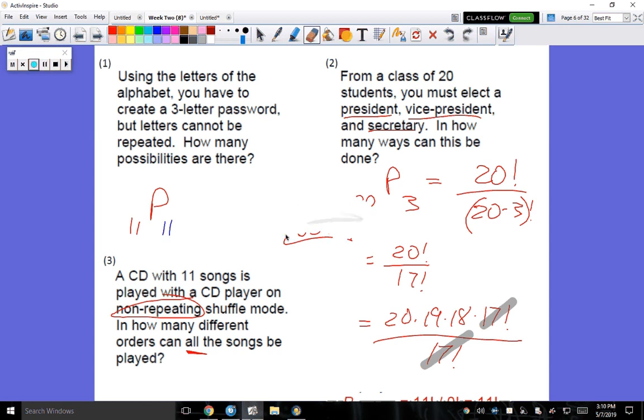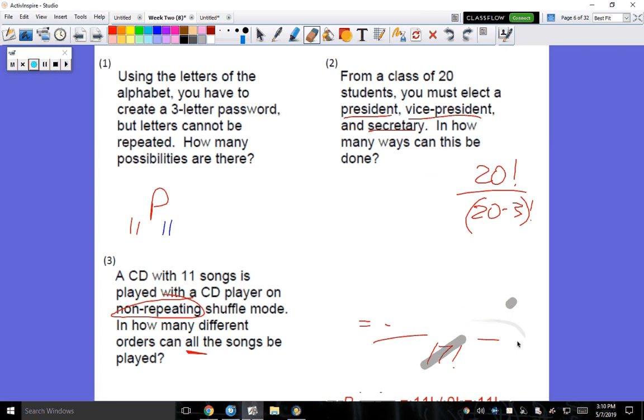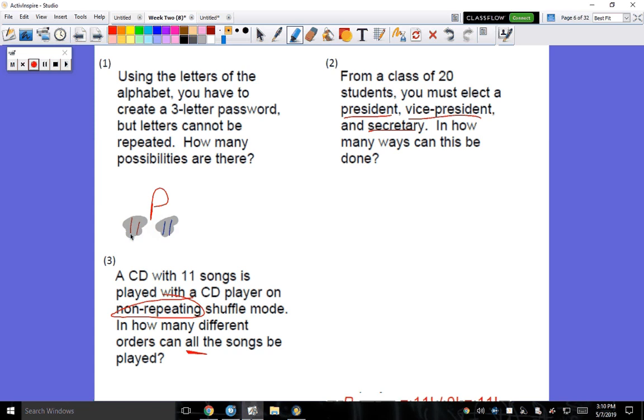Without doing the work, some of you already kind of think what it is because you see an 11 here and 11 here. What do you think it is?